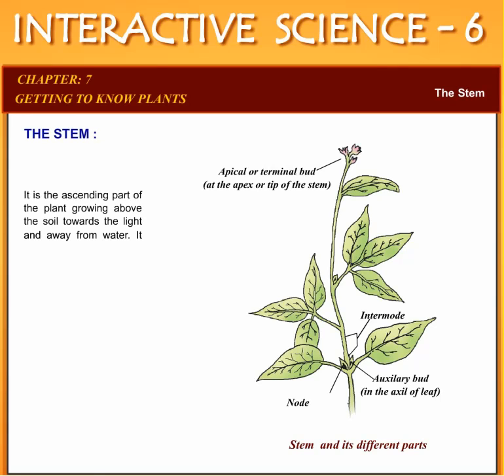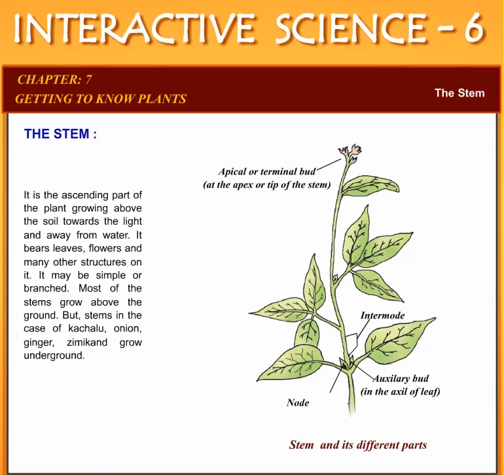The stem. It is the ascending part of the plant growing above the soil towards the light and away from water. It bears leaves, flowers, and many other structures on it. It may be simple or branched. Most of the stems grow above the ground, but stems in the case of kachalu, onion, ginger, jimikand grow underground.